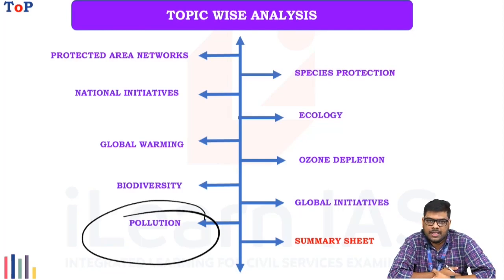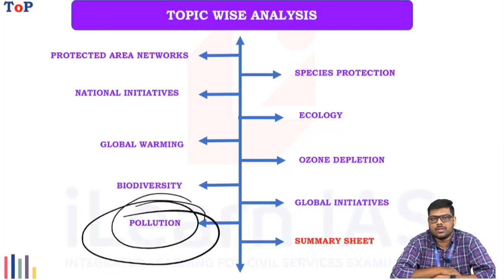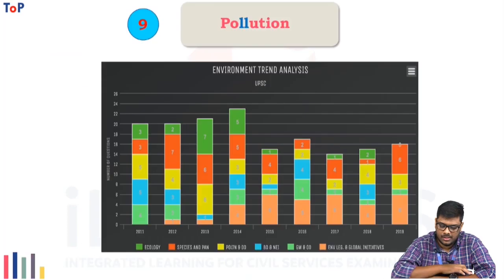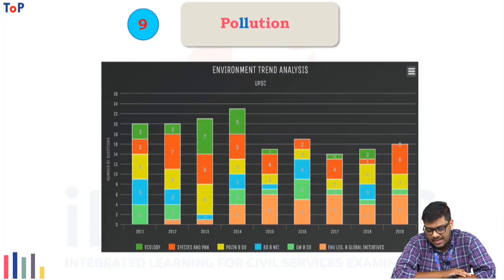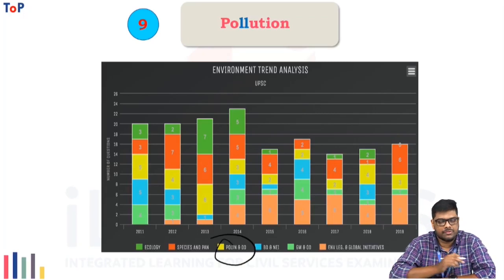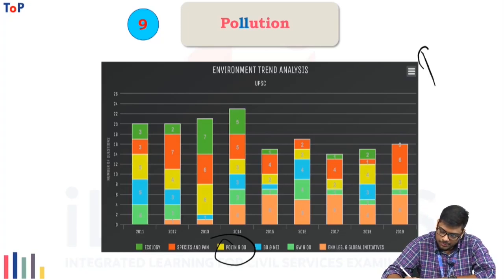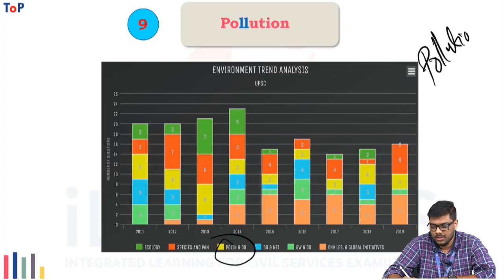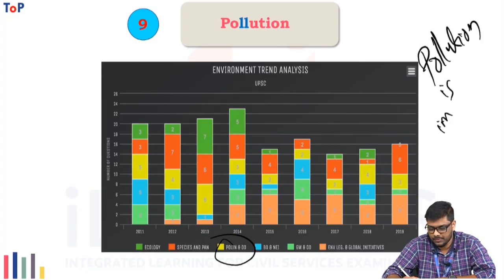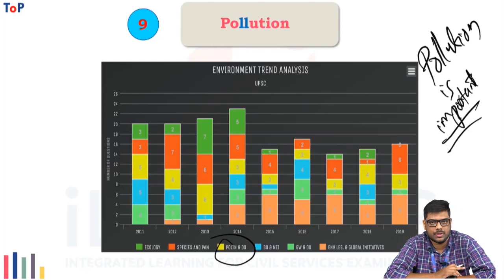Getting it? And the last portion, we are moving to the last portion, pollution. So understanding the trend of pollution. Look at the yellow part. Every single year you can find yellow, which means that pollution is important. Questions can be there from pollution every year. That is important. So you have to invest your time.